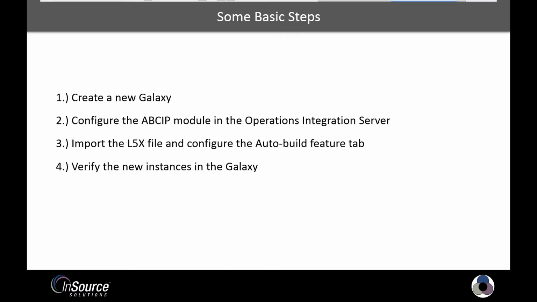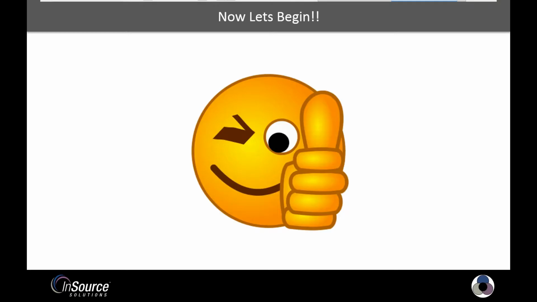Now, here are some basic steps. First, we're going to create a new Galaxy. Second, we're going to configure the ABCIP module in the Operations Integration Server. And then third, we're going to import the L5X file and configure the Auto Build feature tab. And finally, we're going to verify the new instances in the Galaxy. Now let's begin.